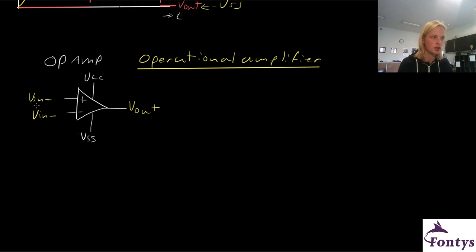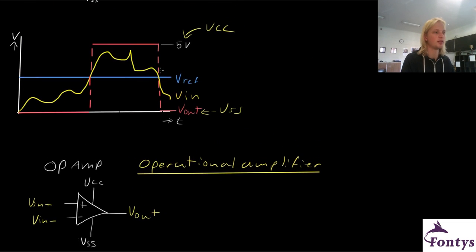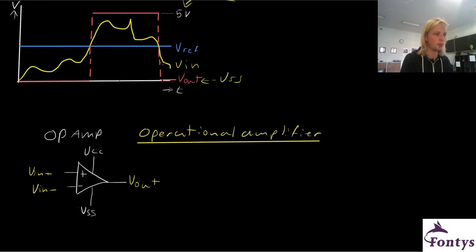So if Vin plus is only a bit bigger than Vin minus, it will amplify all the way until it reaches VCC, the positive voltage supply, and then will stay that way. If the positive input gets lower than the negative input, it will go all the way down until you get the negative voltage supply. So if you want to make a comparator, the best way is to use an op-amp.